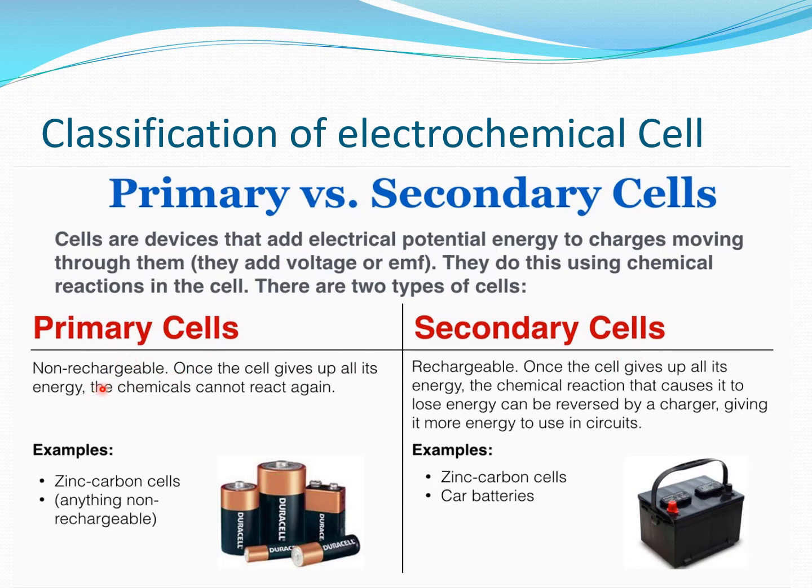Primary cells are non-rechargeable. Once the cell gives up all its energy, the chemicals cannot react again. For example, the batteries we use in remote controls, zinc carbon cells, or anything that is non-rechargeable are called primary cells. Secondary cells are rechargeable. Once the cell gives up all its energy, the chemical reaction that causes it to lose energy can be reversed by a charger, giving it more energy to use in the circuit. Examples: zinc carbon rechargeable cells, car batteries, etc.